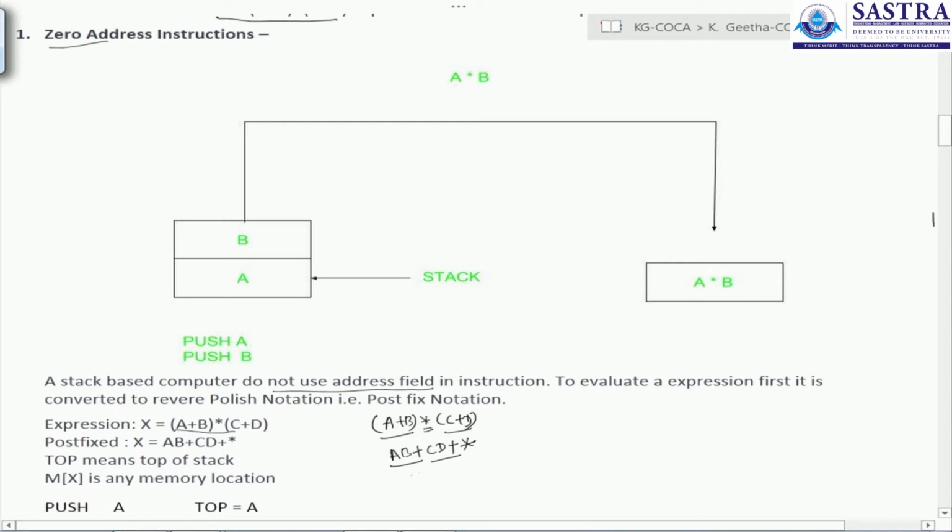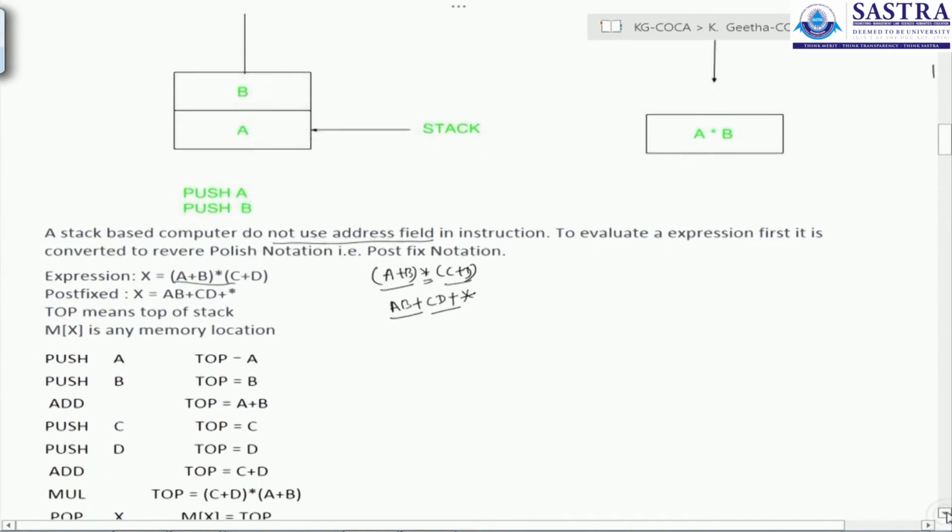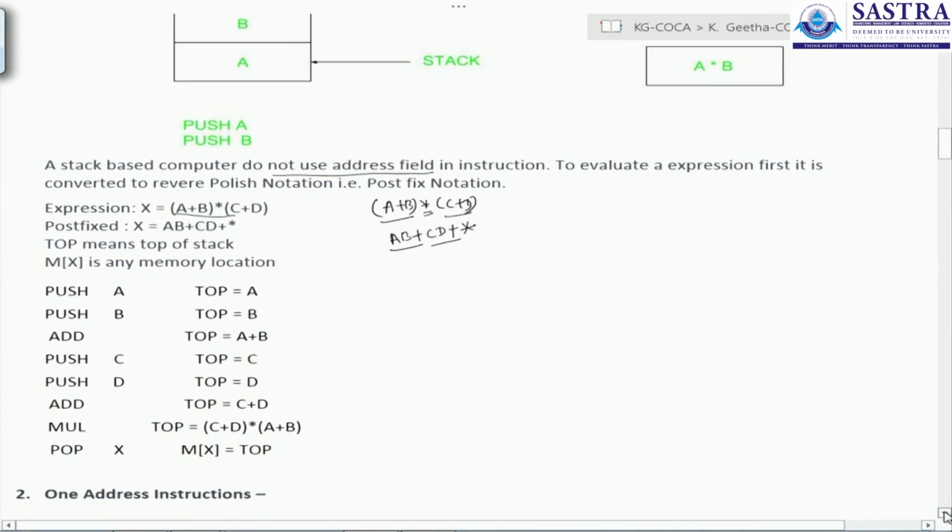And once that is given, then I can just simply make use of the stack itself. Now we will just see the different lines of code that are to be executed to solve this expression. Now what is the first one we will do? We have to push this into the stack.